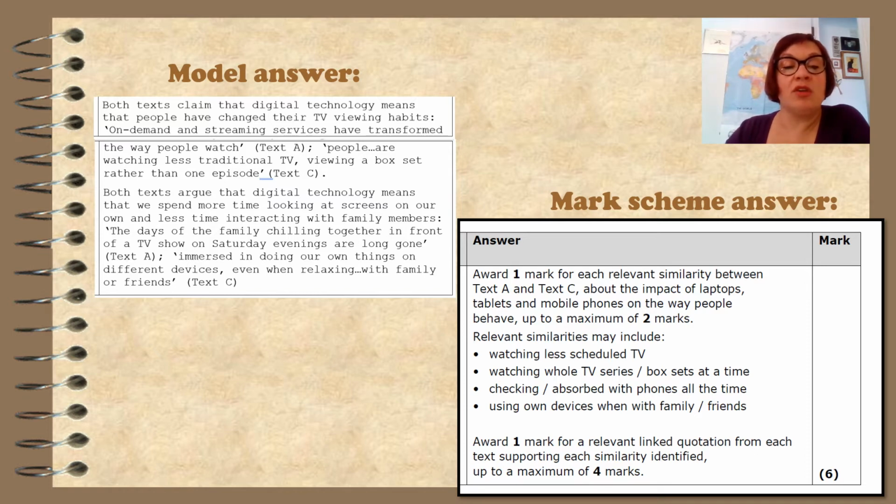So you can see in the model answer that she starts with both texts claim that blah, blah, blah. And then both texts argue that blah, blah, blah. And she refers to the different texts in brackets. And she uses quotes, right? And she uses ellipses, like she said. So when the question asks you for similarities, it's best to start your answer with both texts claim, or both texts argue, exactly like she does here.